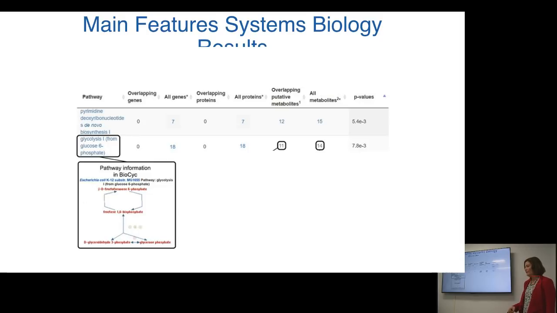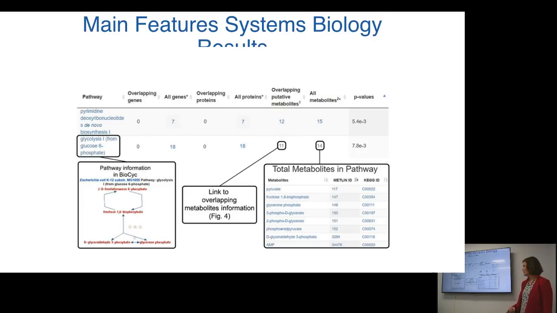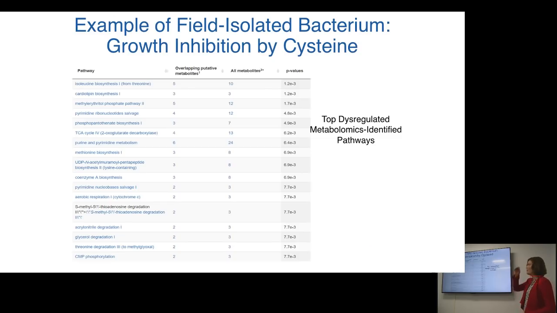When you hover over the pathway, that has a direct link to biopsych, so if you click on that, it will take you to biopsych, and you can learn about what that pathway is. And similarly, if you click on the link of the overlapping metabolites, it will show you what all of those metabolites are. And the total metabolites on the pathway are also visible and linked. So you can navigate to many different parts of the systems biology portal at one time.